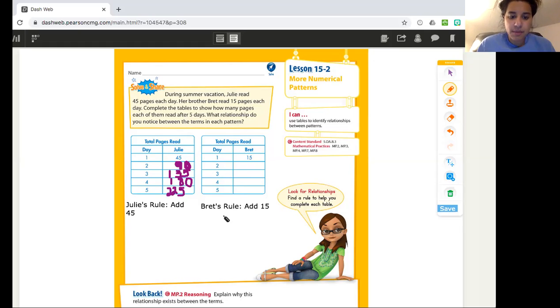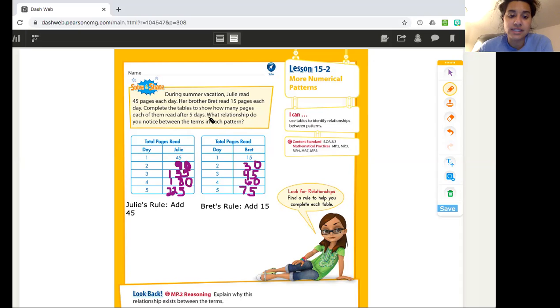Okay, for Brett, remember his rule is to add 15. So day 1, he reads 15 pages, and then we need to add another 15 pages for day 2. So 15 plus 15 is 30. 30 plus 15 for day 3, add 15, remember, is 45. 45 plus 15 is 60. And for day 5, we add another 15 because he reads another 15 pages. So 60 plus 15 is 75.